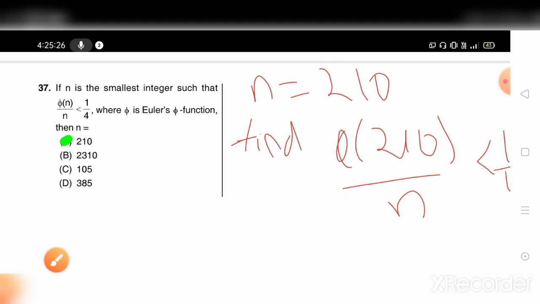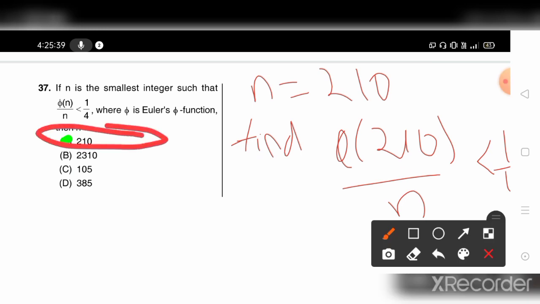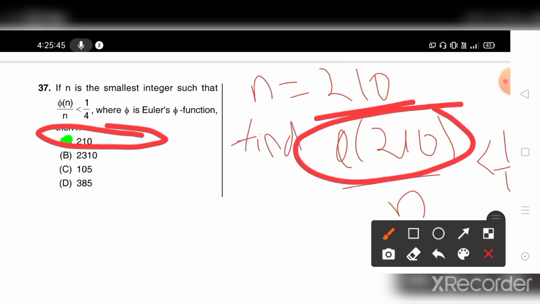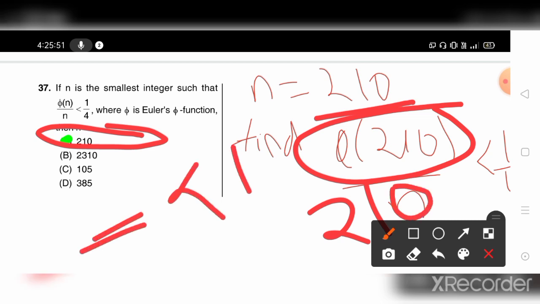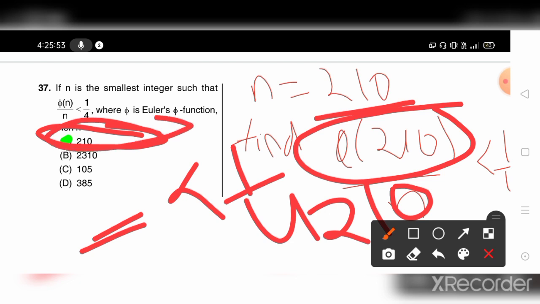Next question. If n is the smallest integer such that phi of n upon n is less than 1 by 4, where phi is the Euler phi function, then n is which of the following? Suppose I take option A, 210. Now find phi of 210 upon n. N is given as 210, find its value, and this is less than 1 upon 4. Then option A is correct.